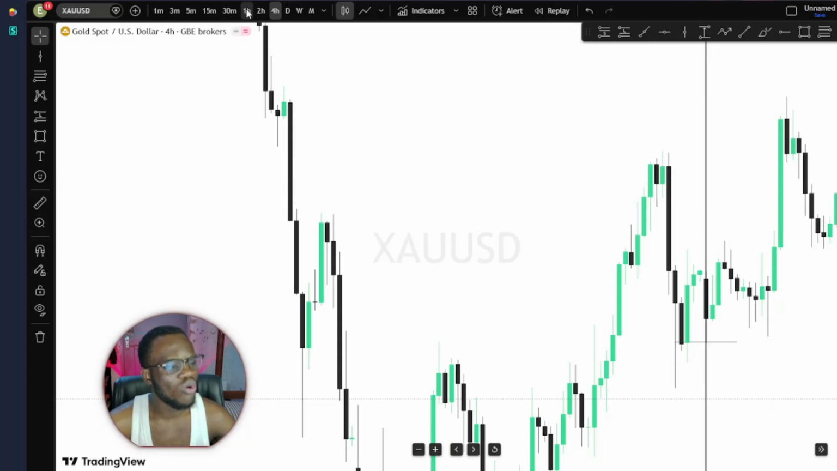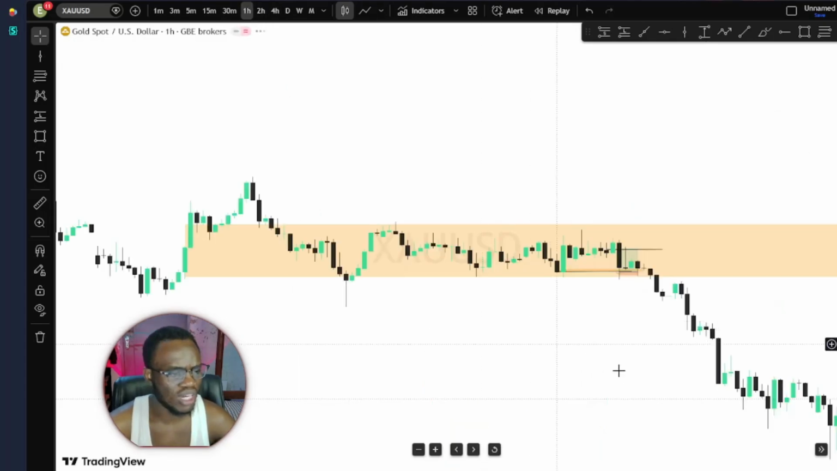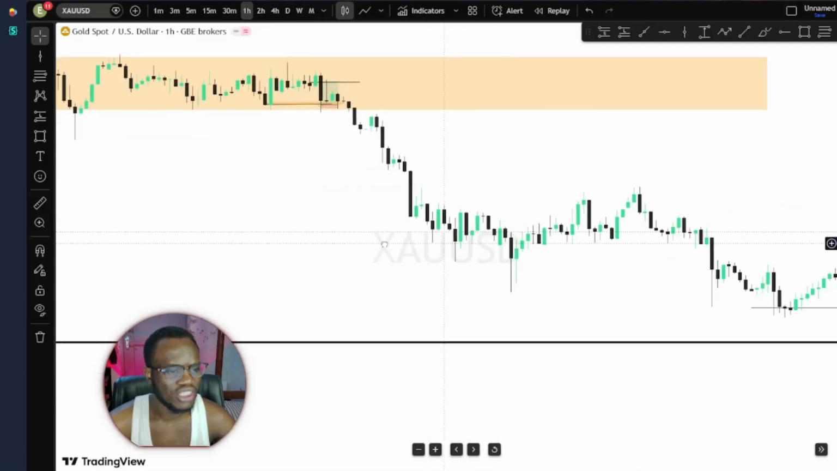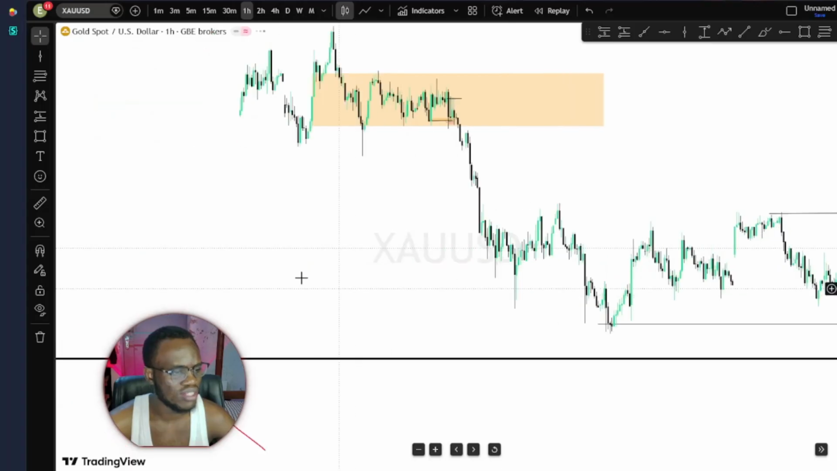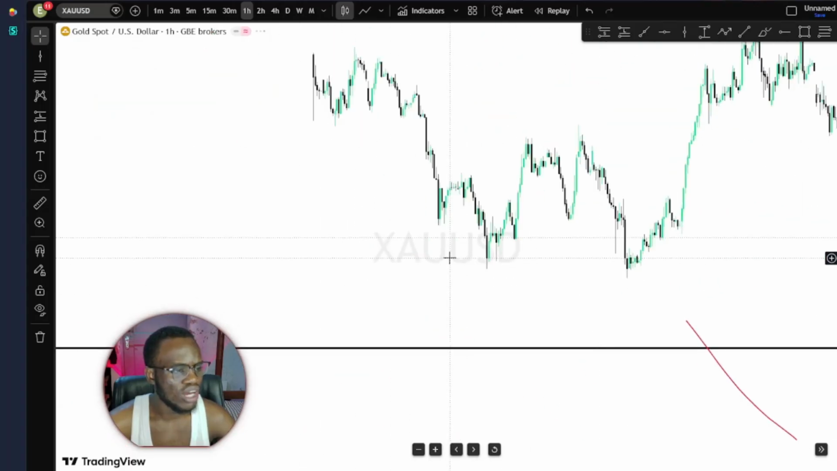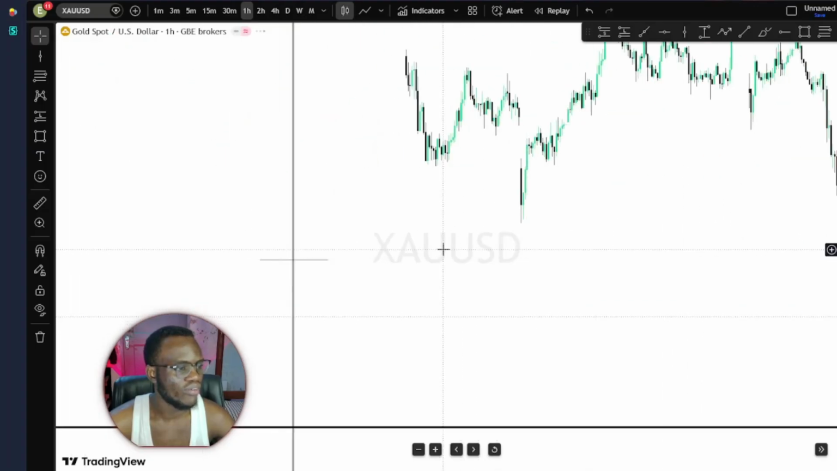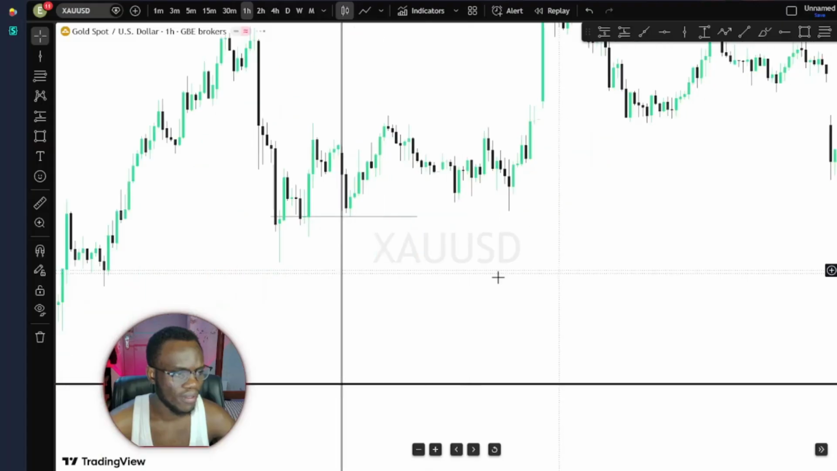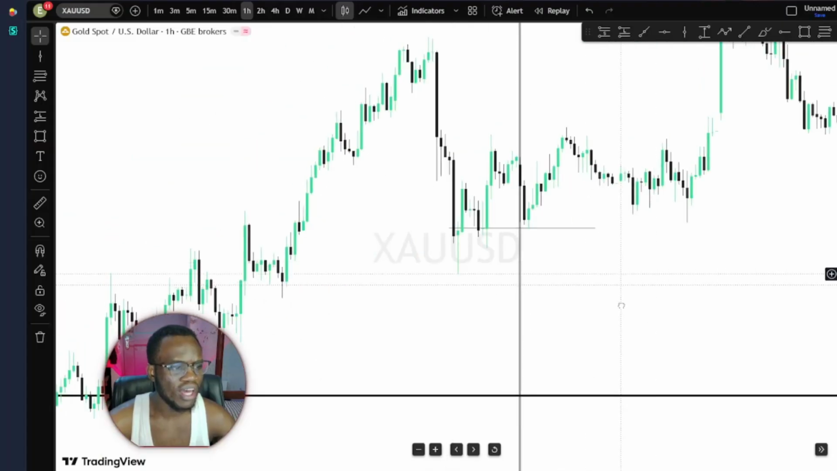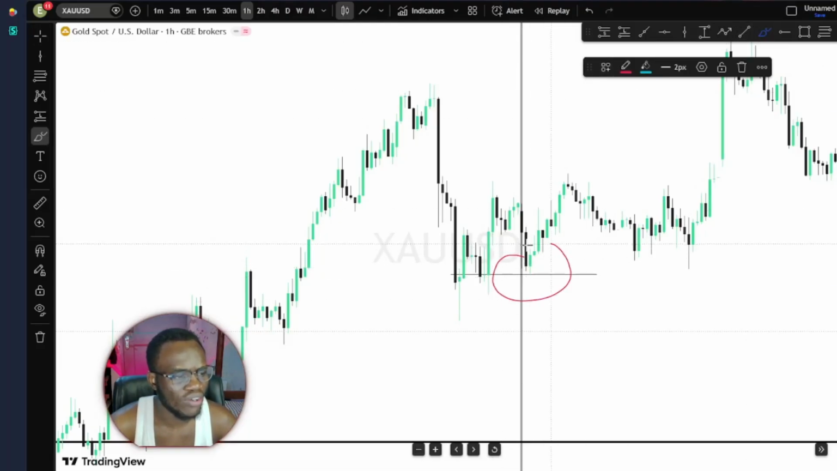When we go on lower time frames, on 1 hour, let's see what we shall be able to see. Shall we be able to see a buy or a sell? How are we around here? Now here you can see that on the 1 hour time frame we rejected the market around here. We are rejecting around here.